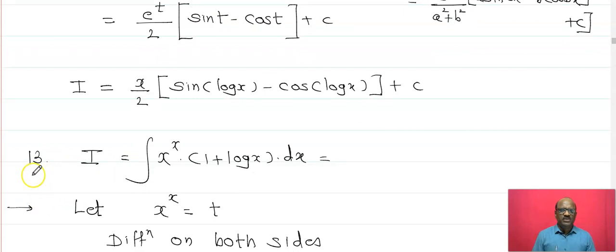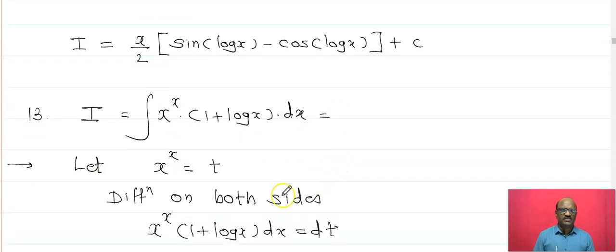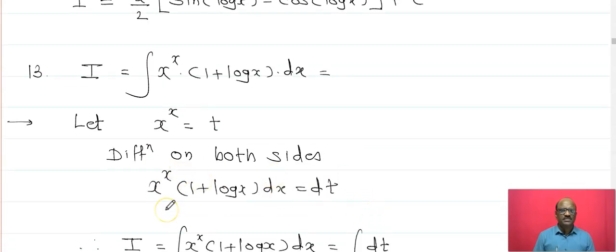Next problem number 13. I is equals to integral x raised to x in bracket 1 plus log x into dx. Now here x raised to x is equals to t. Now differentiate again both sides, then you will get that is x raised to x. We have solved all this type of differentiation, that is take log on both sides, then you will get x log of x is equals to log of t, and after solving this you will get the value of dt. I had written here its derivative, that is x raised to x in bracket 1 plus log of x into dx is equals to dt.